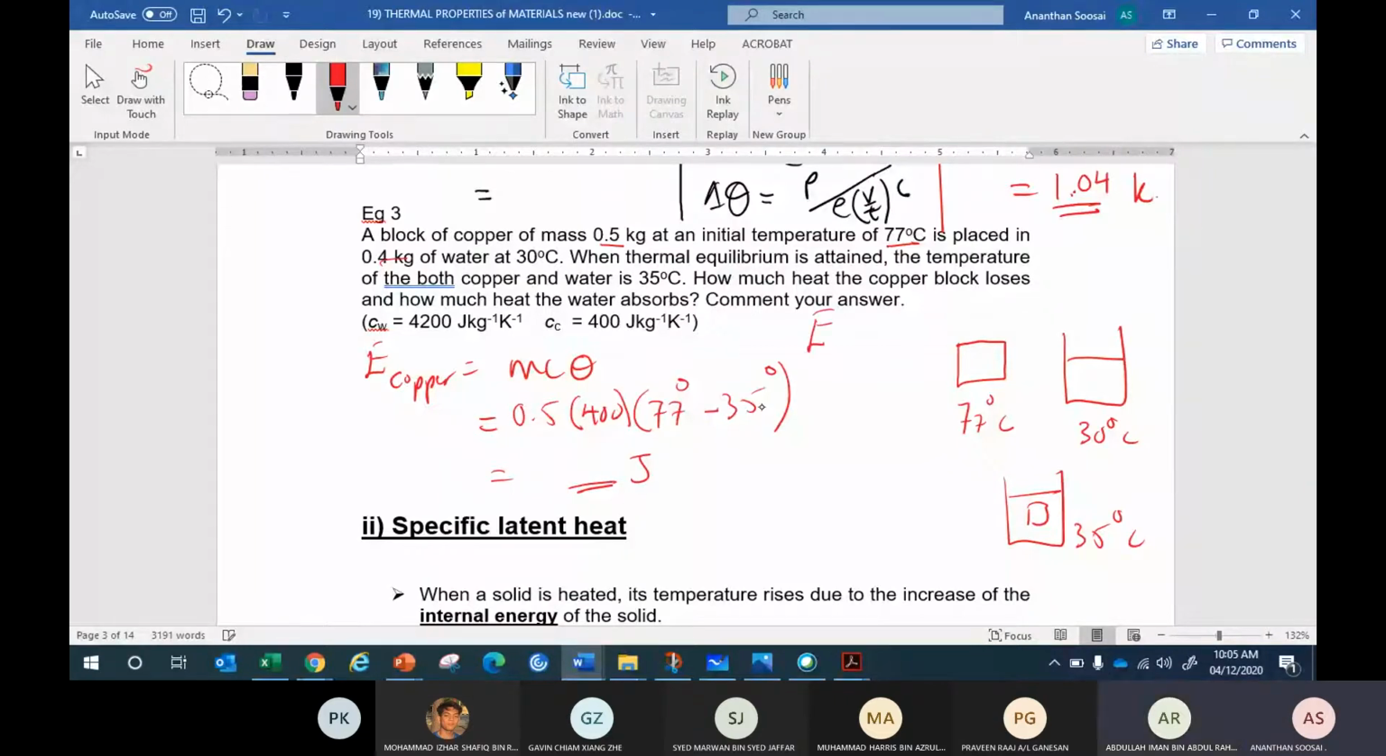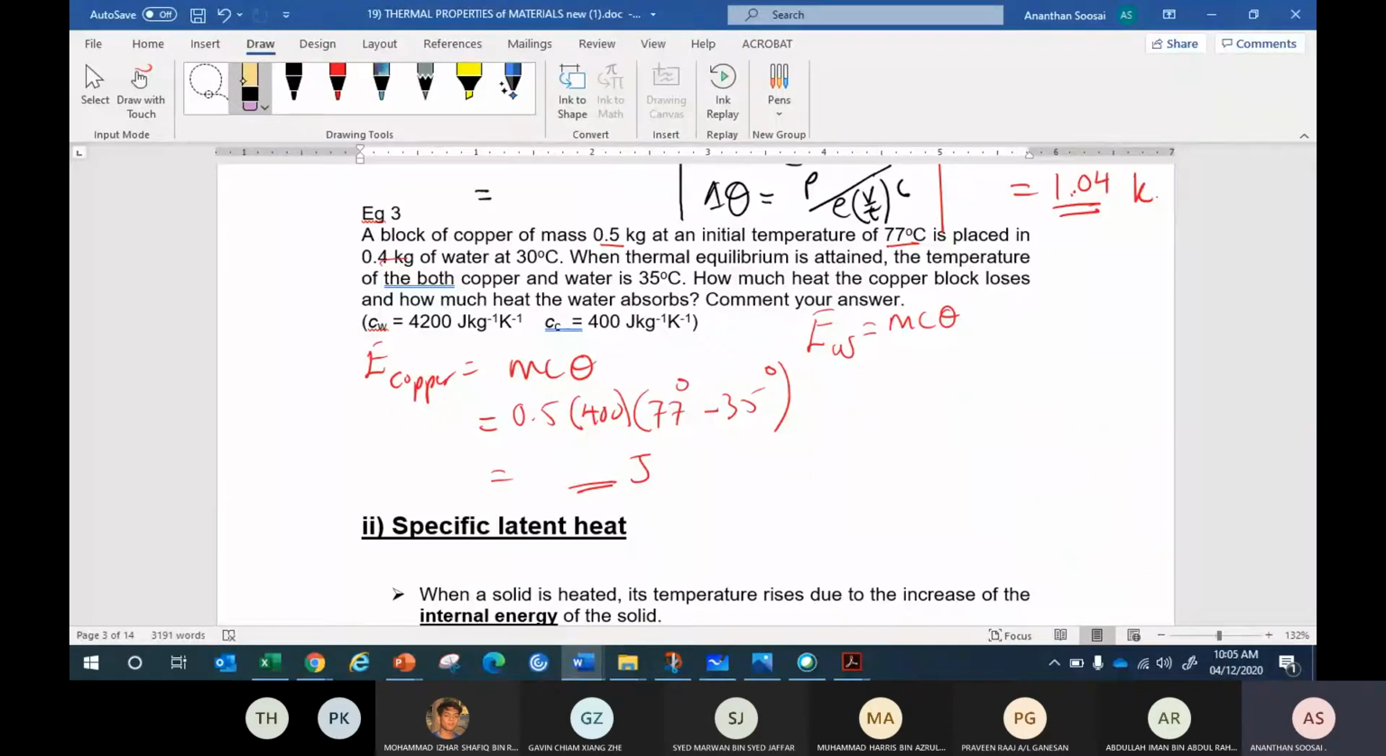And do the same thing for the energy absorbed by the water. So mcθ again, 30 to 35. So m is m of water, 0.4. c is c of water, 4,200. And the temperature change is how much? 30 becomes 35, so 35 minus 30. You get the energy in joules.